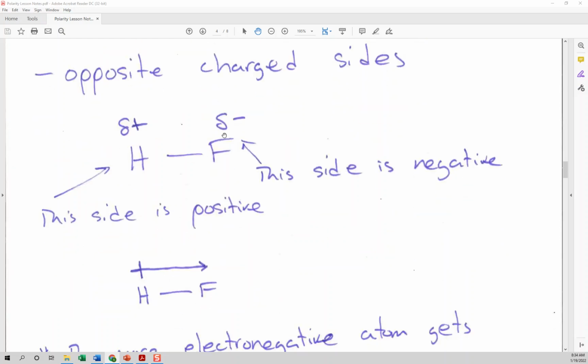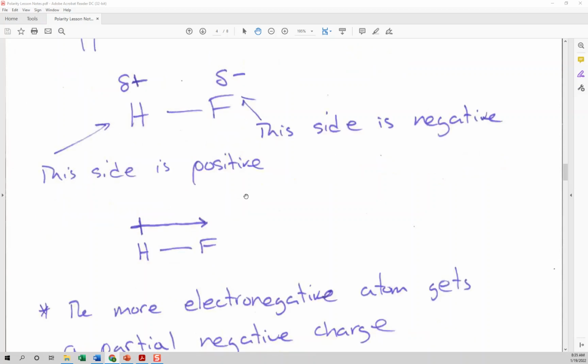The more electronegative element gets the negative charge, and the less electronegative element gets the positive charge. So looking at this bond, I know that this side's negative and this side's positive because fluorine's more electronegative than hydrogen. Okay, so this is one way to show the opposite charge sides to the bond. Another way to show it is you draw a positive sign above the positive side of the bond, and then you extend the positive sign with an arrow towards the negative side.